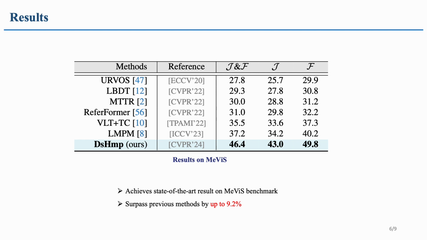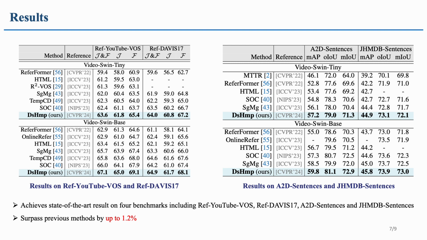DSHMP achieves state-of-the-art performance on the newly released motion expression video segmentation dataset MeViS, with a significant improvement of 9.2% over the previous methods. Besides, our DSHMP maintains state-of-the-art performance on Ref-YouTube-VOS, Ref-DAVIS17, A2D-Sentences, and JHMDB-Sentences, underscoring its generalizability and effectiveness.